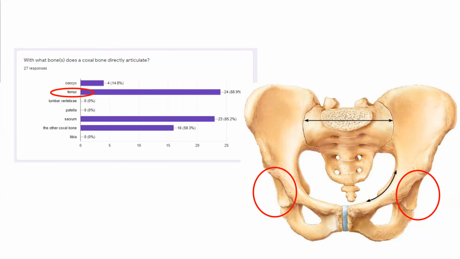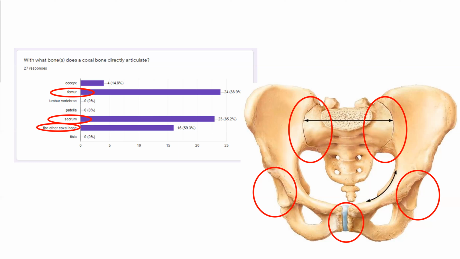So most of you got that. Now remember that the coxal bone also articulates with the sacrum here and here. We have these relatively inflexible joints. Posteriorly, each coxal bone is articulating with one side of the sacrum. And then finally, don't forget that the coxal bones also articulate with each other anteriorly at the pubic symphysis. And this is the one that not as many people put down as the others.